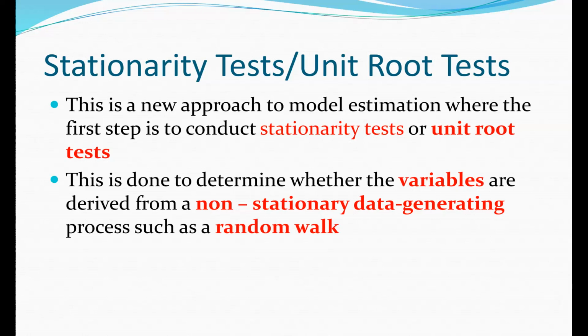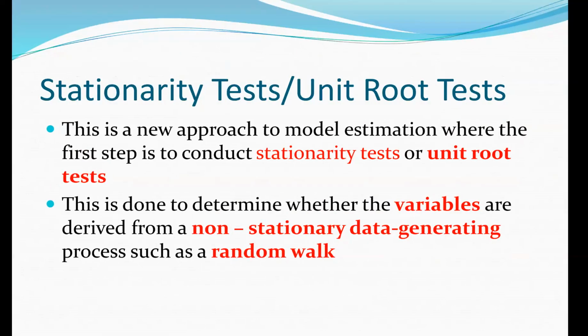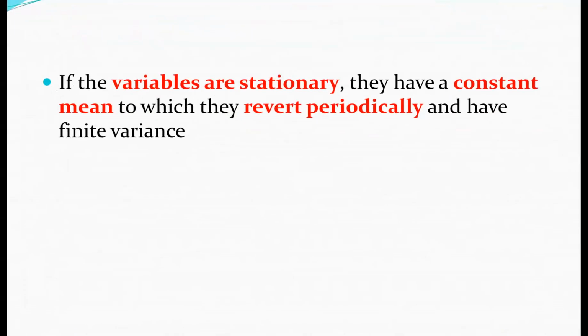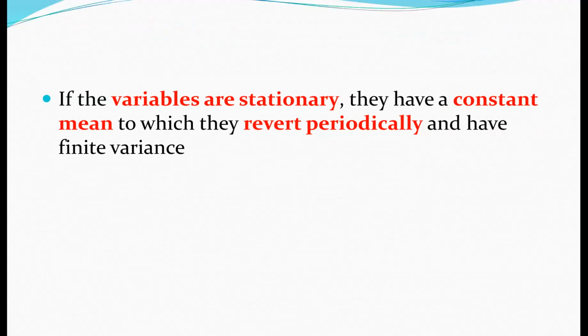It is done to determine whether the variables are derived from a non-stationary data generating process, such as a random walk. Okay. If the variables are stationary, they have a constant mean to which they revert periodically and have a finite variance. That is if they are stationary.